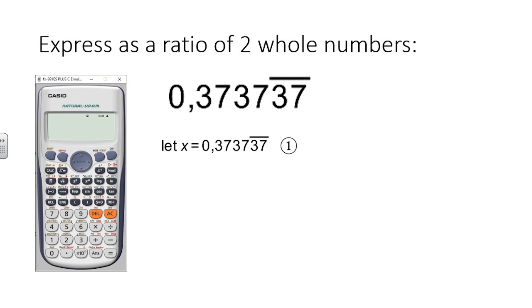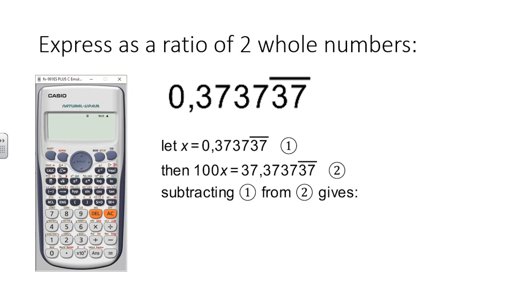We let x be 0,373737. Then 100x is exactly the same number, but with 37 added to it. When we subtract those two numbers, we get that 99x is exactly 37. All the stuff after the decimal point is exactly the same, even though it continues indefinitely. And so x is in fact 37 over 99.